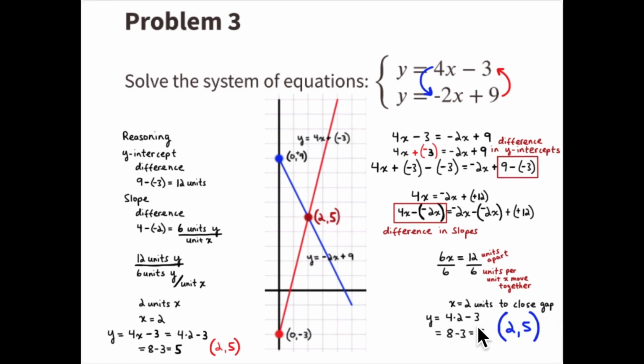Then again, use either expression, replace x with 2. 8 minus 3 is equal to 5. And so you get the same point. You have to get the same point. The x-coordinate is 2, and the y-coordinate is 5, which gives this coordinate pair, this point, which is shared by both graphs and shared by both equations.